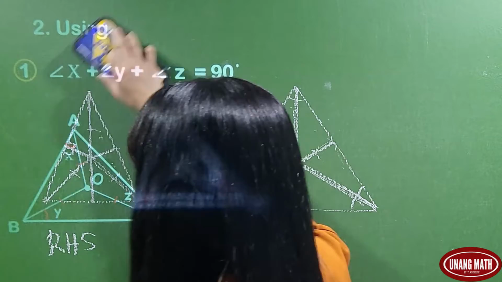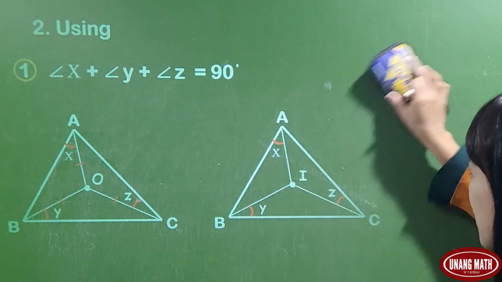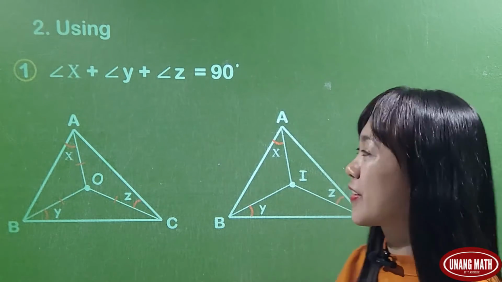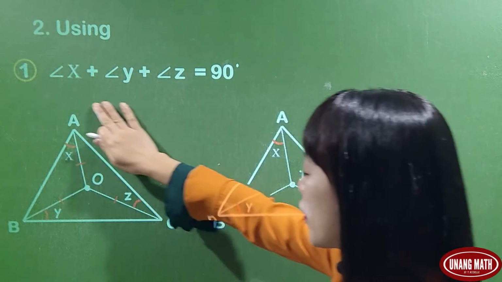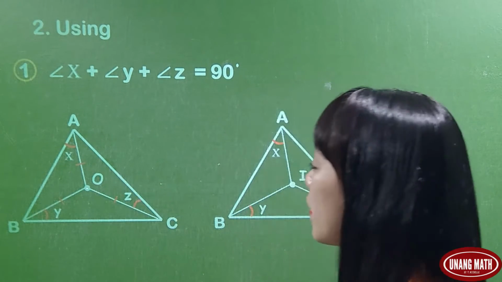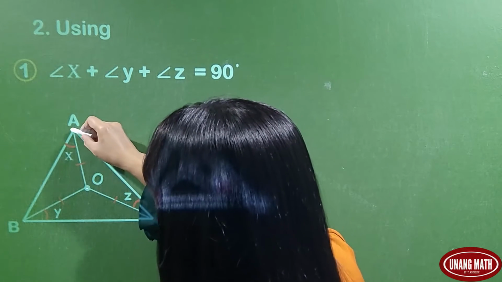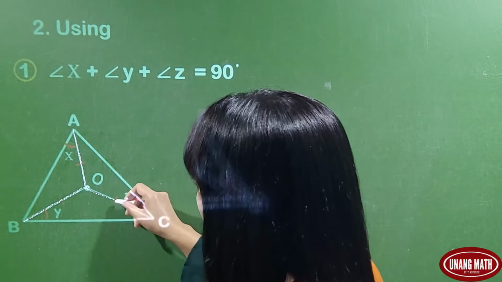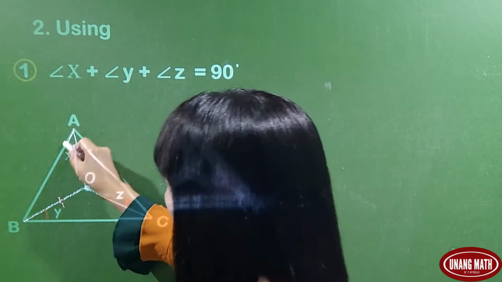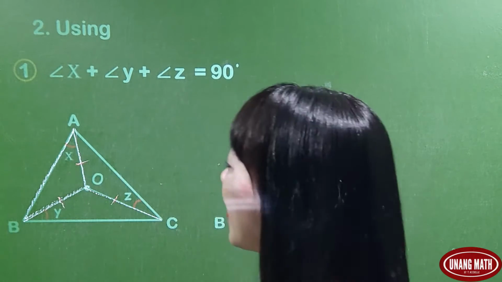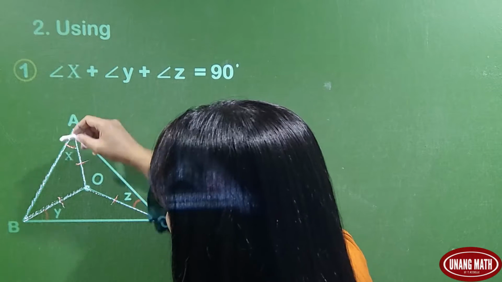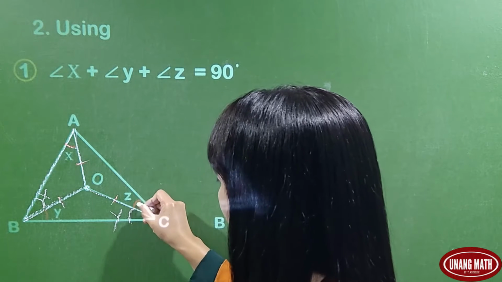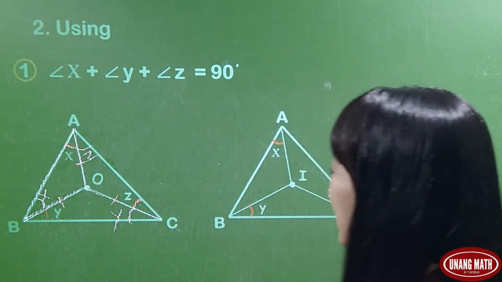Okay, moving on, let's recall the concept about angle x plus angle y plus angle z equals 90 degrees, using the circumcenter and the incenter. So in this first figure, point O is our circumcenter. So from the vertex to our circumcenter, these lengths are equal. So with this triangle ABO, it's an isosceles triangle. So if this is angle X, this is also angle X. If this is angle Y, then this is also angle Y. Angle Z, this is also angle Z.